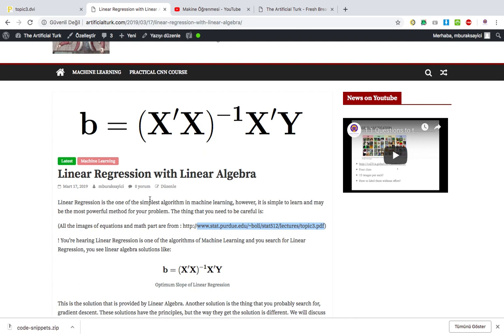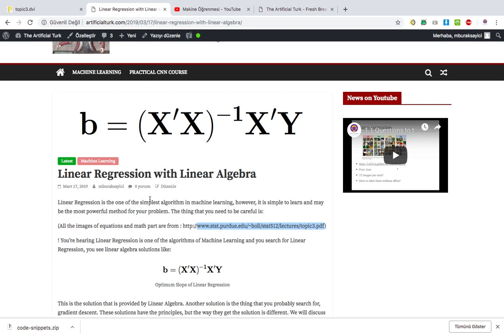But you're probably looking for linear regression, especially if you are trying to learn neural networks. You're probably looking for the gradient descent solution of it, and we will be also posting it on artificialturk.com. We will be discussing the gradient descent solution, but this solution is about the linear algebra solution of it. So both solutions include the same idea. You have the same formula, you have the same loss function.